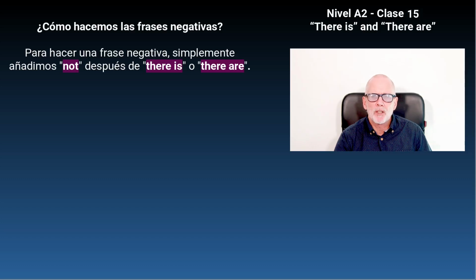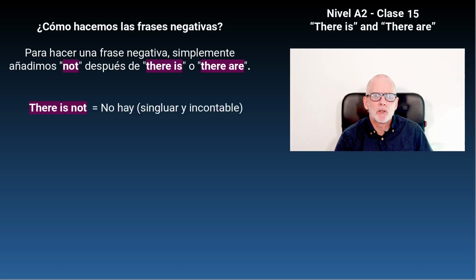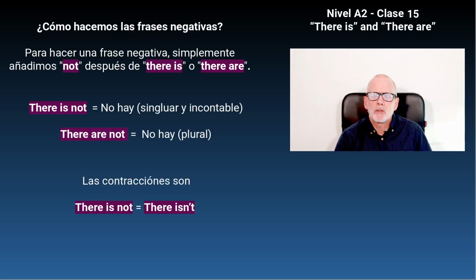Ok, vamos a seguir con frases negativas y para formar negativo simplemente tenemos que agregar la palabra not después del there is o el there are. Y decimos there is not para singular y incontables, que significa no hay, o there are not para el plural. Pero también tenemos las contracciones y en cambio de decir there is not, decimos there isn't. Y en cambio de decir there are not, decimos there aren't.